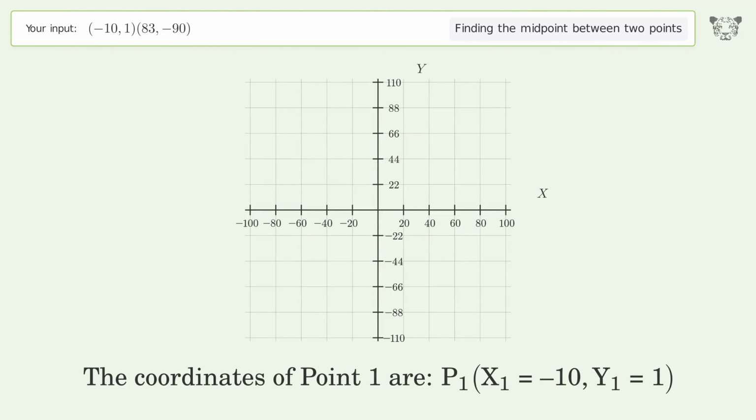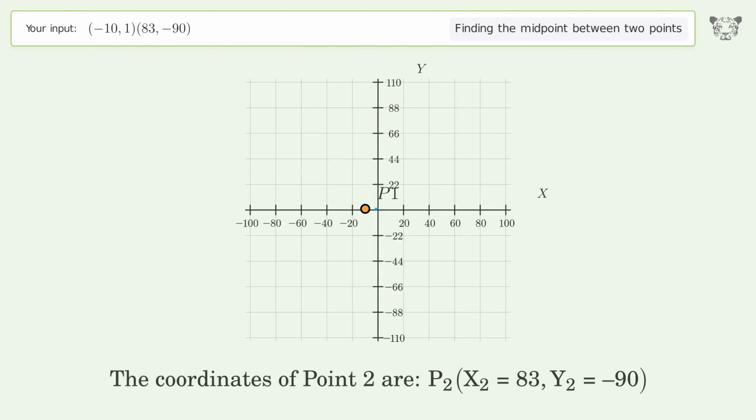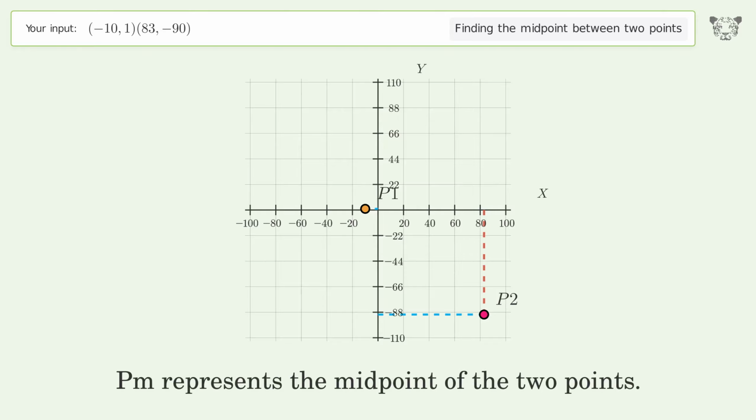The coordinates of point 1 are, x1 equals negative 10, y1 equals 1. The coordinates of point 2 are, x2 equals 83, y2 equals negative 90. PM represents the midpoint of the 2 points.